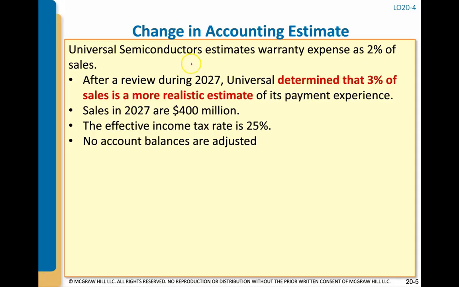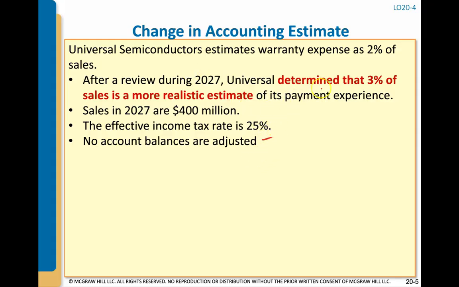Universal Semiconductors estimates warranty expense as 2% of sales. After review during 2027, Universal determined that 3% of sales is a more realistic estimate of its payment experience. Sales in 2027 are $400 million. The effective income tax rate is 25%. No account balances are adjusted.